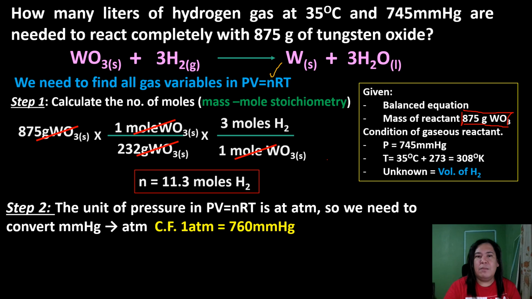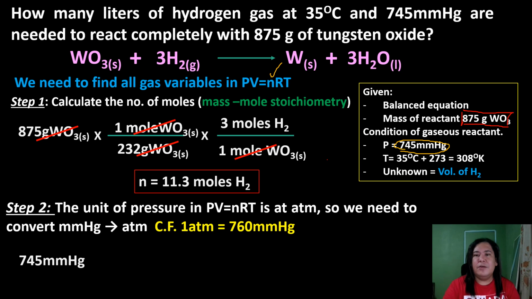Okay, next step. So the unit of pressure in PV=nRT is atm, so we need to convert millimeters of mercury to atmospheric pressure by using the conversion factor. For every 1 atm, there is 760 millimeters of mercury. You have to convert that. So our starting amount is 745. This is the given pressure. Okay, asan na siya? So 745.